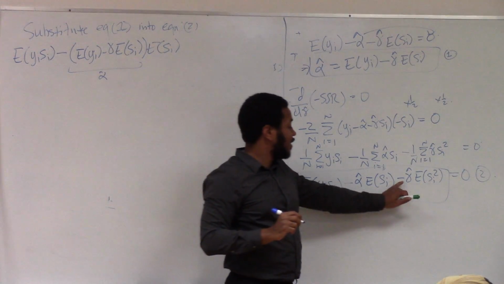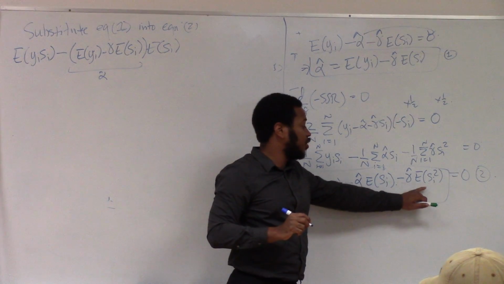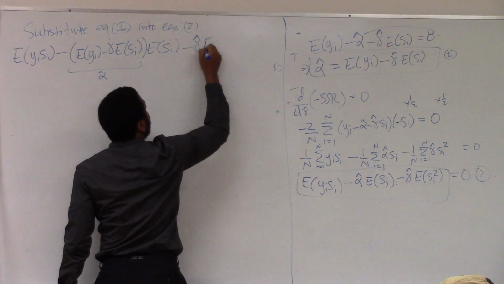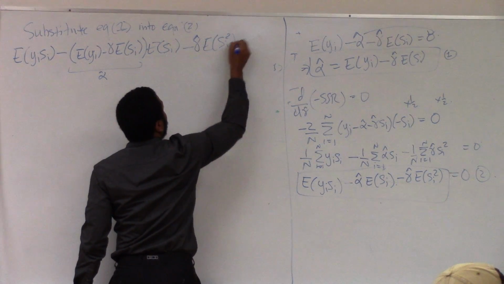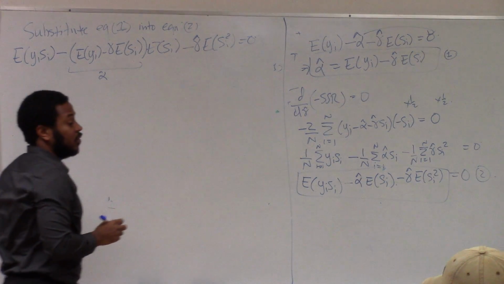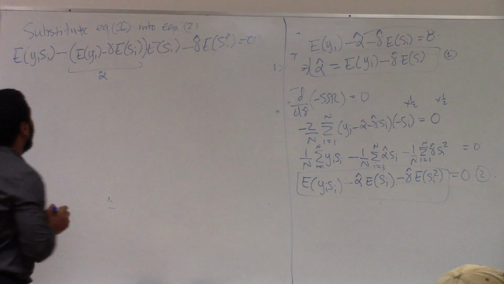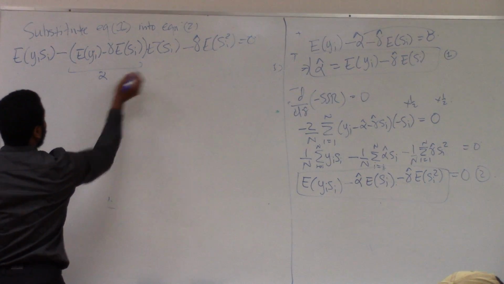And then we have minus alpha, minus gamma, sorry, times the expected value of SI squared. So minus gamma hat times the expected value of SI squared, and that's equal to 0. Everybody with me so far? Who's not with me? Okay. So let's simplify this.